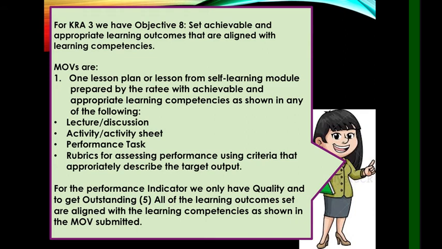Anyway, let's proceed to objective number 8. This is to set achievable and appropriate learning outcomes that are aligned with the learning competencies. So make a lesson plan or lesson from a self-learning module prepared by the RATE-D with achievable and appropriate learning competencies as shown in the following: lecture discussion, activity or activity sheet, performance tasks, and rubrics for assessing performance using criteria that appropriately describe the target output.